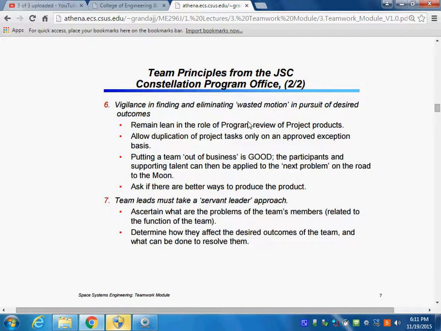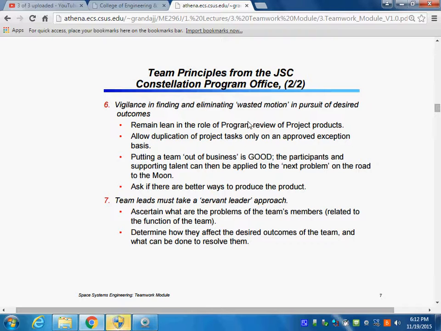And then be prepared for the program review and be humble about it, in the sense that when the project gets reviewed, you might have to redo some things, and be patient with that. Okay.